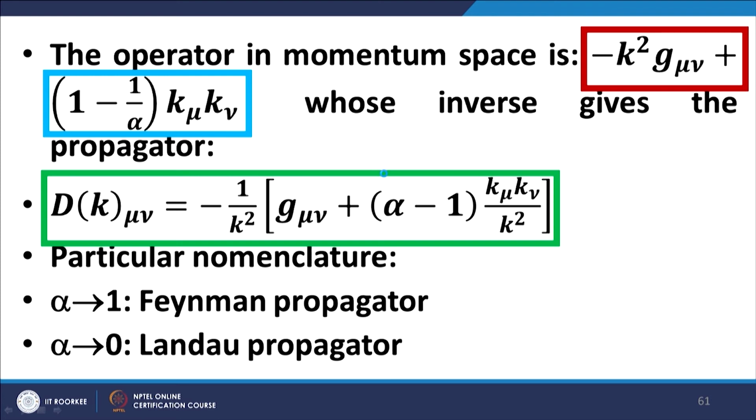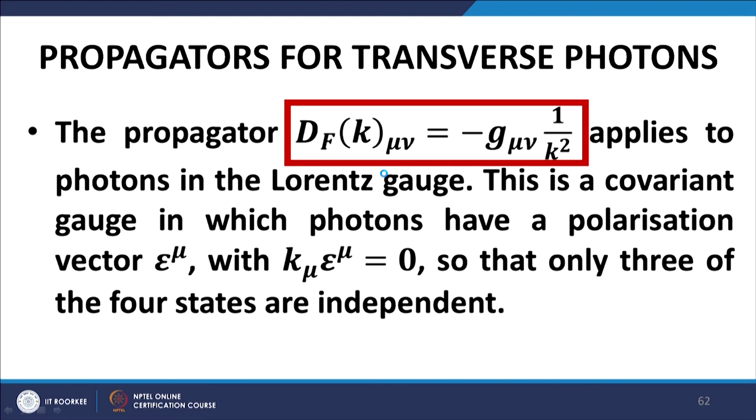Now we come to the transverse photons. Now this propagator, we have not introduced the Coulomb gauge yet. Now let us talk about the Coulomb gauge. The propagator is given by this expression, which is obtained after introducing the Lorentz gauge.